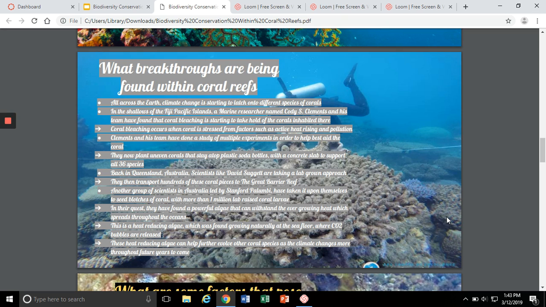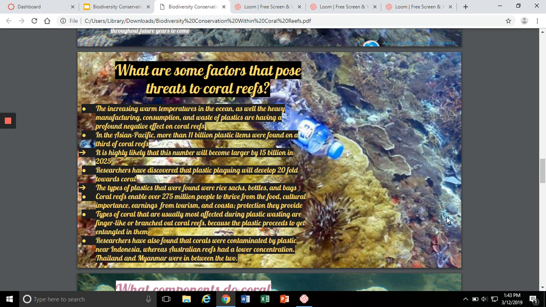These heat-reducing algae can help further evolve other coral species as the climate changes more throughout future years to come. What are some factors that pose threats to coral reefs? The increasing warm temperatures in the ocean, as well as the heavy manufacturing, consumption, and waste of plastics, are having a profound negative effect on coral reefs.